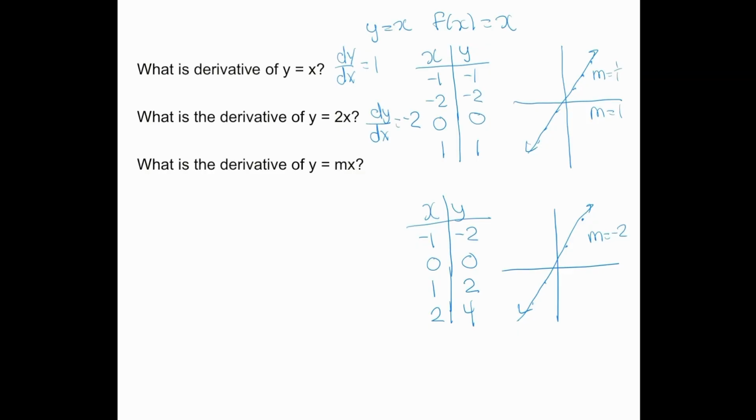So let's talk in some more general terms. I'm hoping by now you're seeing a pattern. So what is the derivative of y equals mx? Well, the derivative of y equals mx, or dy over dx, is just equal to m. So if f of x equals mx, the derivative will be the constant in front of x. Whatever the slope is in our formula will be the derivative, the equation of the derivative.